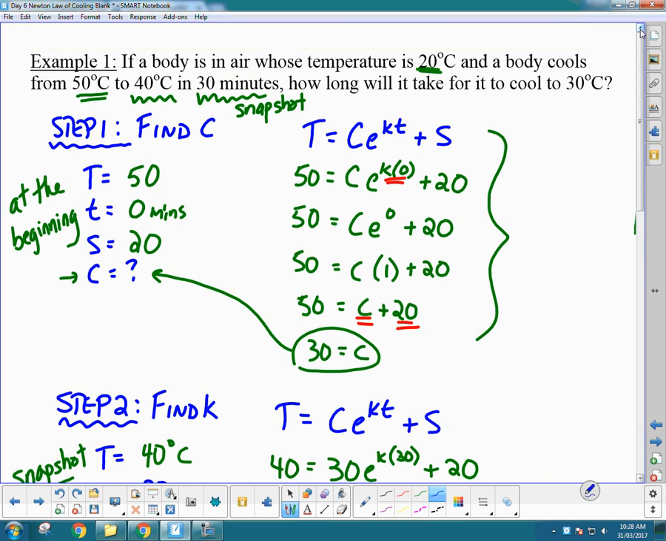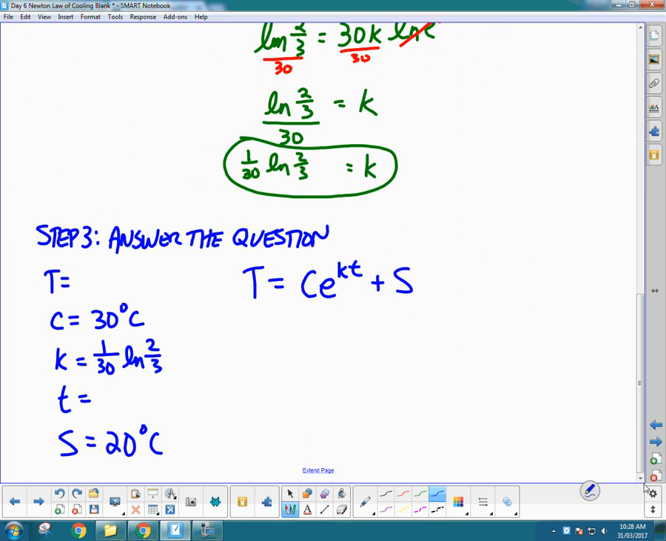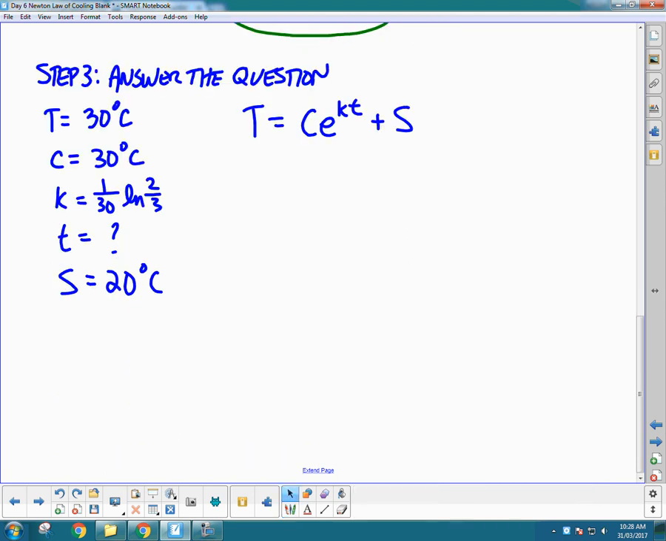So the question says, how long will it take to get to 30 degrees? So how long is the time? So I must be trying to figure out the time to get a temperature of 30 degrees Celsius. And so now we can take all this information, plug it in. 30 equals 30 e to the 1/30th ln 2/3 times t plus 20.